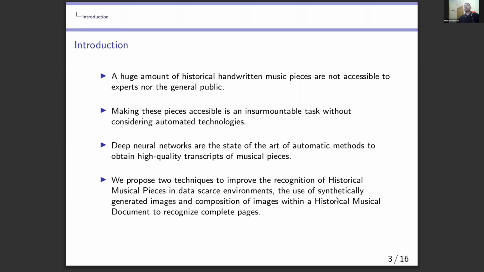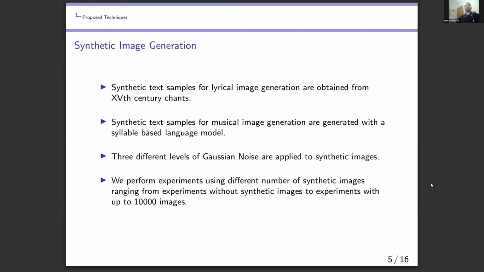And what we propose here is two techniques to improve on the recognition capabilities in data scarce environments for these deep neural networks. These techniques are the use of synthetically generated images and image composition within the historical musical document to approximate the capabilities of recognizing complete pages. So, for this, first we're going to see synthetic image generation.